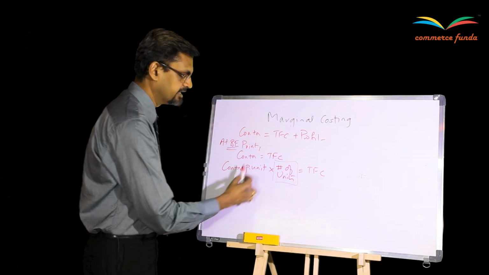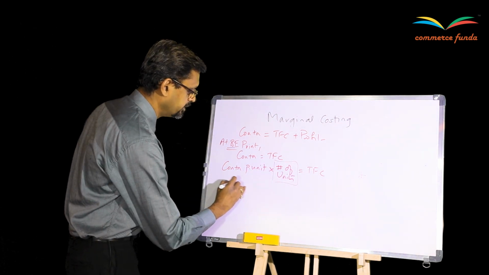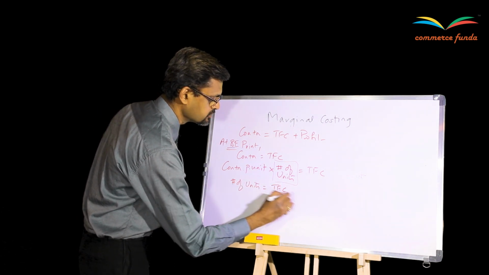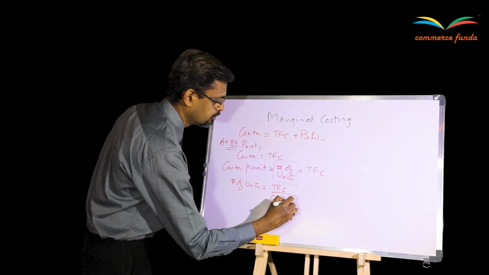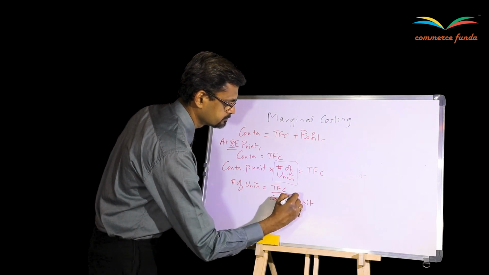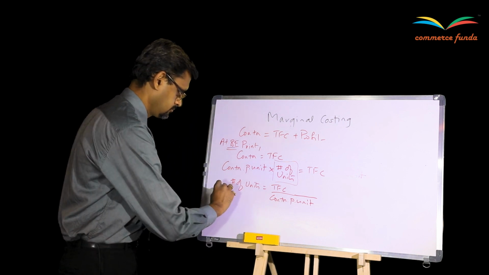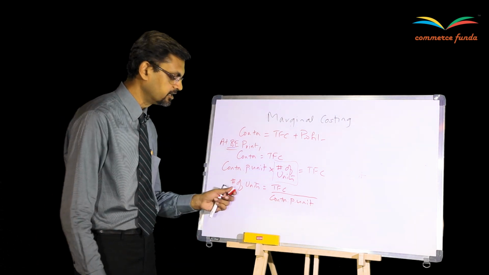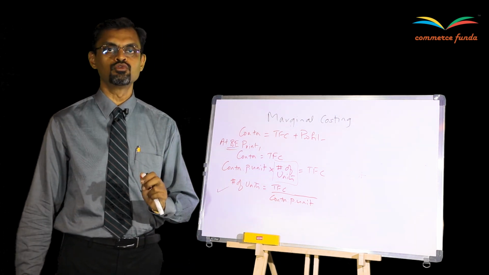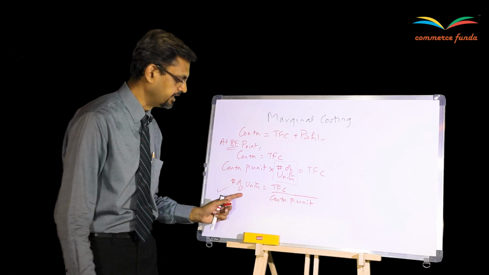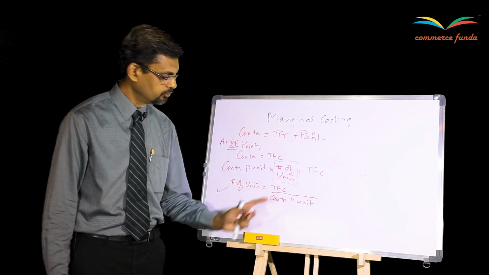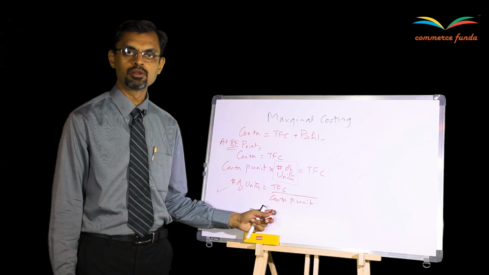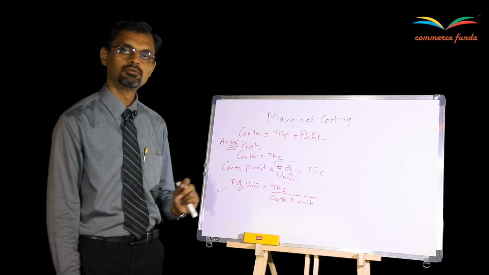Now I want to find this out. So what will I do? I'll take this to the right hand side. So my number of units will become total fixed cost divided by contribution per unit. So this is how we find out the break-even level in terms of number of units. So whenever you want to find out the break-even level for your business in terms of units, this is the formula. What is the total fixed cost for your business for a particular period divided by contribution per unit? That will give you break-even level.